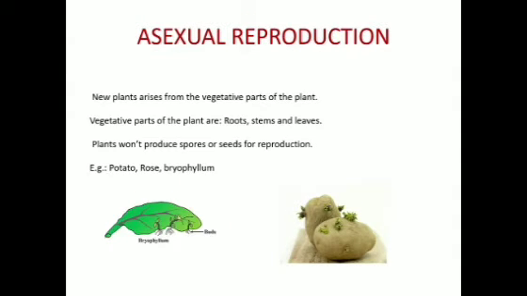Asexual reproduction is the reproduction in which new plants arise from the vegetative parts of the plants. Some of the vegetative parts of the plants are roots, stems and leaves. Plants would produce spores or seeds for reproduction in this type of reproduction. Example, potato, rose and bryophyllum.